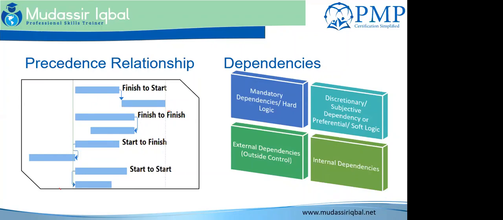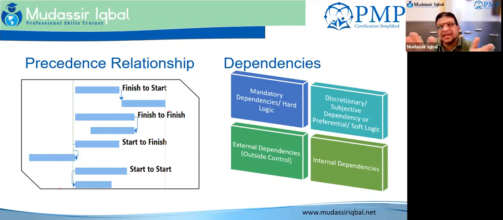The mandatory dependency is between two activities. There's a definite sequence A to B. So without one finishing, the other one can't start. The resources are the same. One task cannot start without the other.